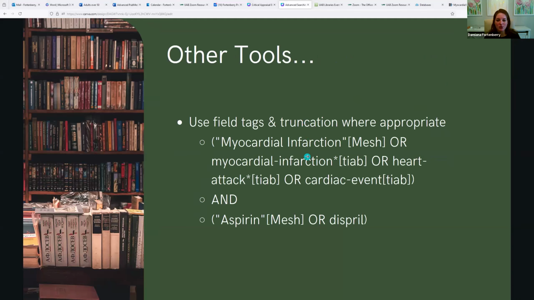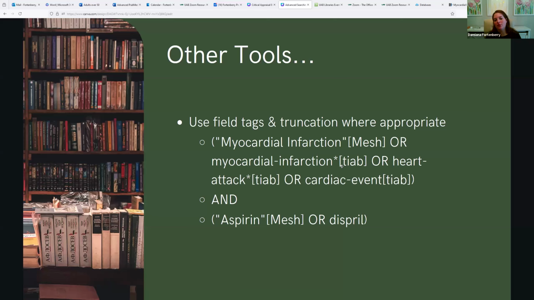So then we come to field tags and truncation. And truncation is why I like to use dashes between phrase words rather than quotations. I sometimes find that quotations around phrases like myocardial infarction, if I'm using truncation, will mess up the results that I get or how this phrase is interpreted in PubMed. So truncation is a way to tell PubMed, look, I do want myocardial infarction.